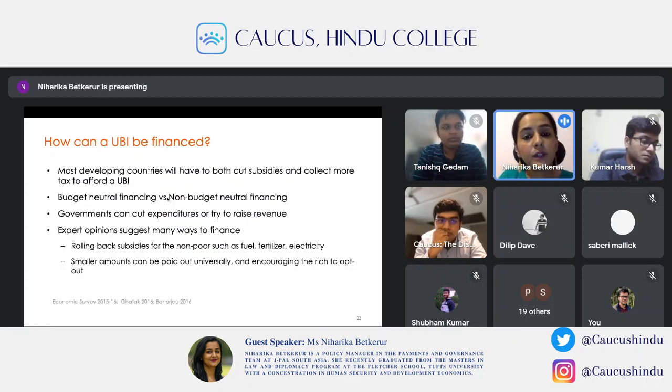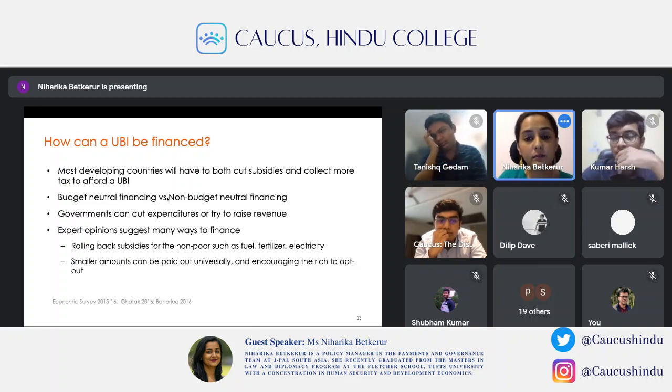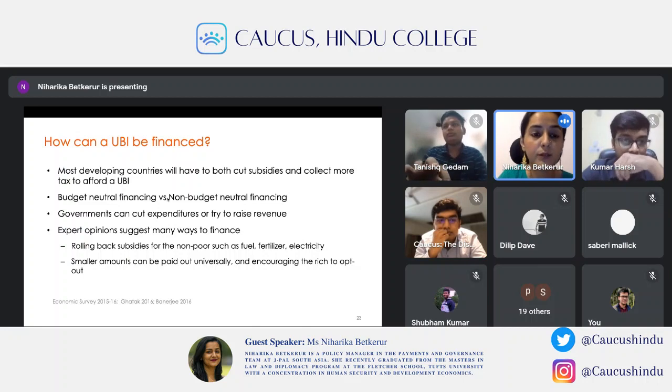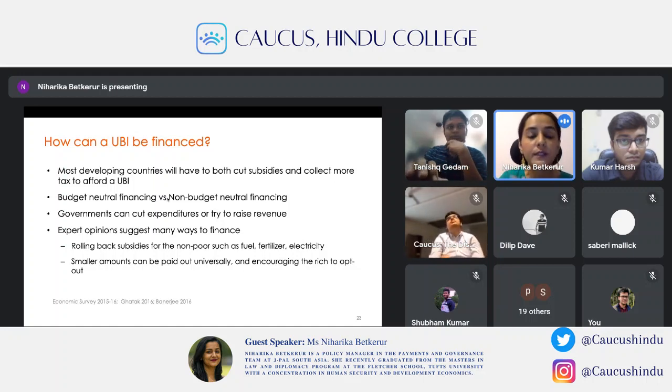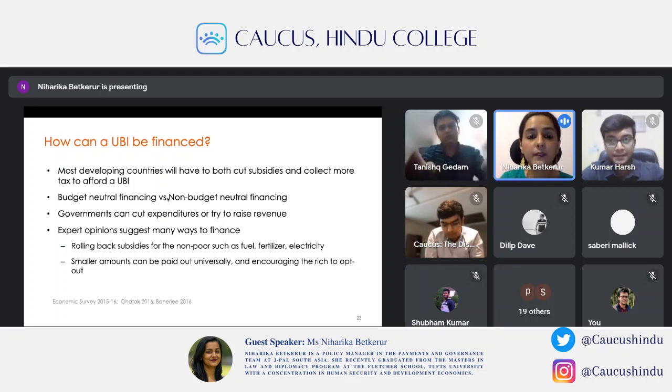I think a more difficult question is how can it be financed? So there are, again, two ways to think about this. One is policymakers might choose to keep a budget neutral financing, or they may want to increase government spending and go through the non-budget neutral financing route. So a budget neutral financing means that a government would reduce expenditures here, raise finances there, or make some kind of changes to the composition of the fiscal expenditures, but the fiscal budget to GDP would remain the same. There would be no change.